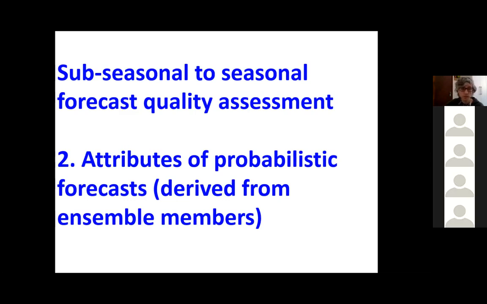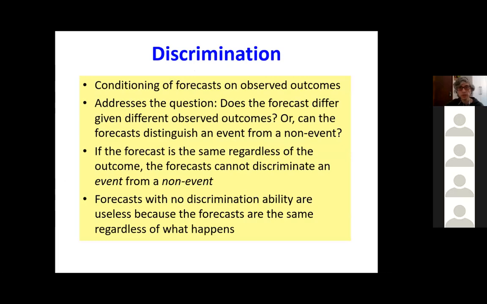Once you have those probabilities, then you start to look at the quality of those using some attributes. The first attribute that you'll be looking at is discrimination, which is the conditioning of the forecast on the observed outcomes. These attributes address the question of, does the forecast differ given different observed outcomes? Or can the forecast distinguish events from non-events?